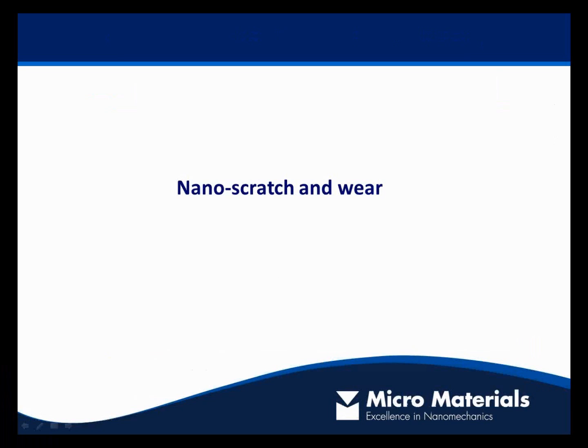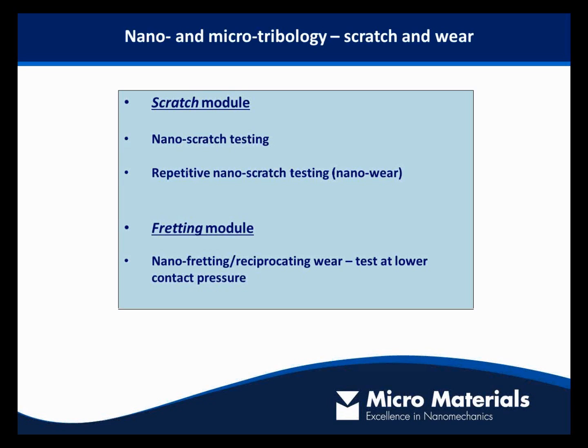Okay, so moving on now to finish off with a little bit on nano and microscale tribology, or nano-scratch and wear testing. We can do a range of different tribological test techniques with the NanoTest. We have a scratch module that allows us to do ramped and progressive load scratch tests and look at friction and critical failure events. We also have a repetitive scratch testing capability in that module, which allows us particularly to look at low cycle fatigue behavior. And that allows us to decrease the contact pressure a little bit and start to look at fatigue processes.